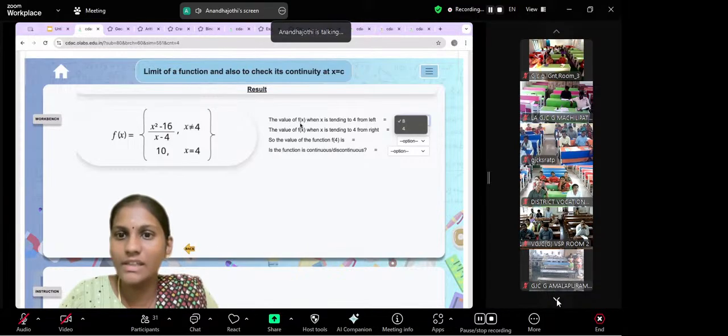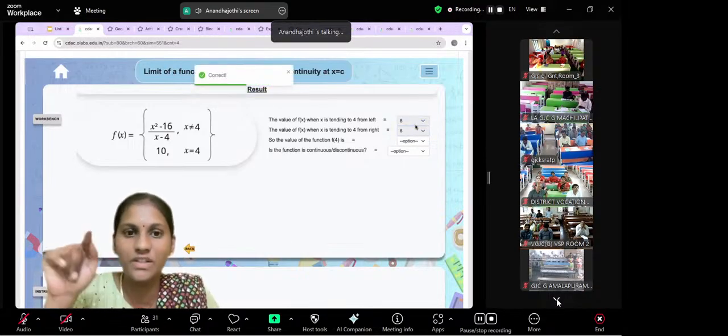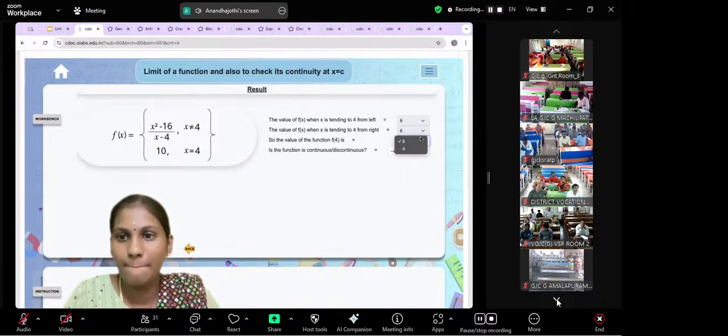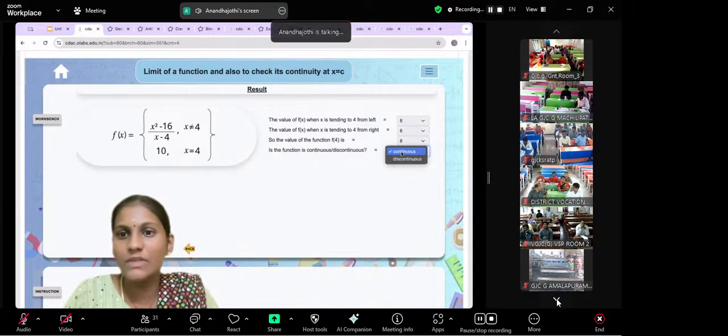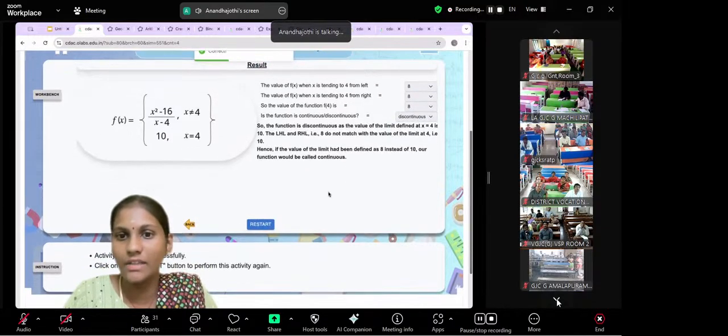So the value of f of x when x tends to 4 from the left, and when x tends to 4 from the right, is 8. So what's the value of f of 4? It is 8. Is this function continuous or discontinuous? It is discontinuous, right?